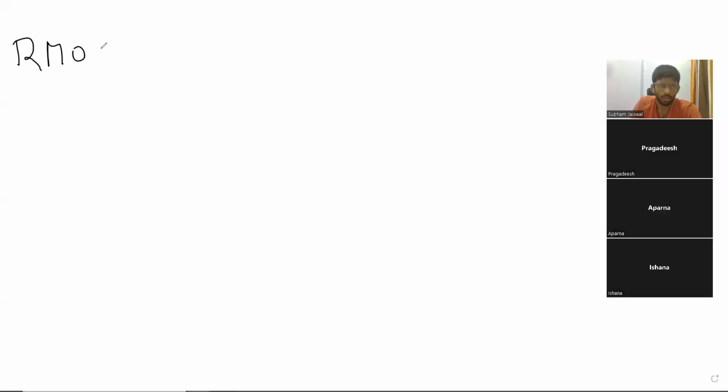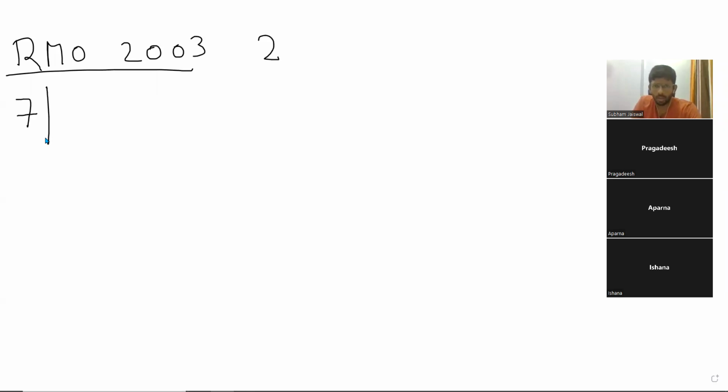This is your RMO problem 3. Problem number 2 is number theory. You want to show that for any n greater than 7, 7 divides n choose 7.